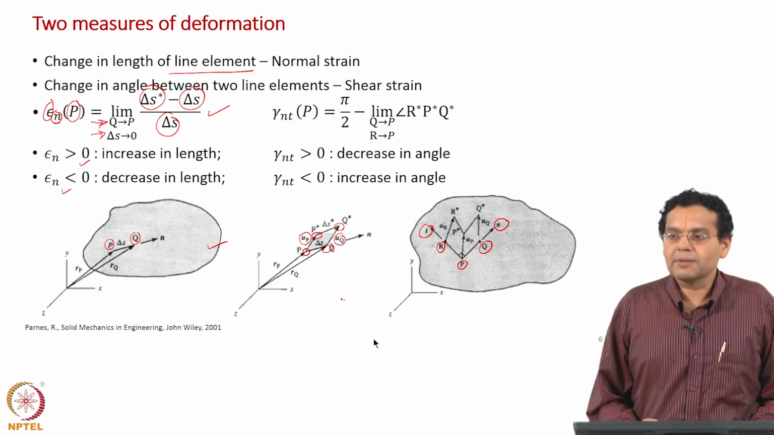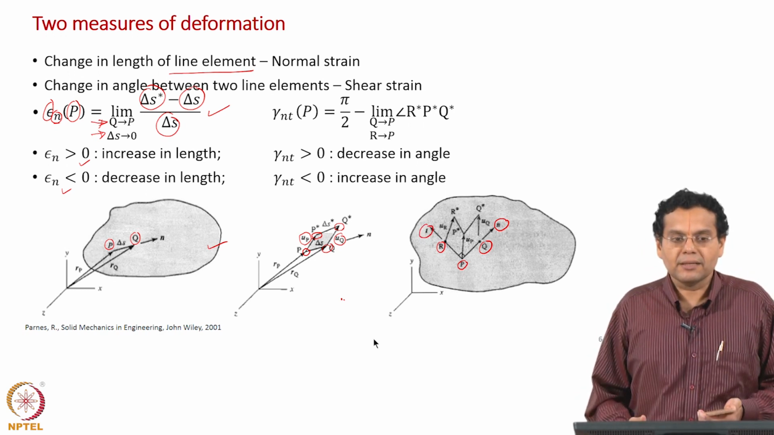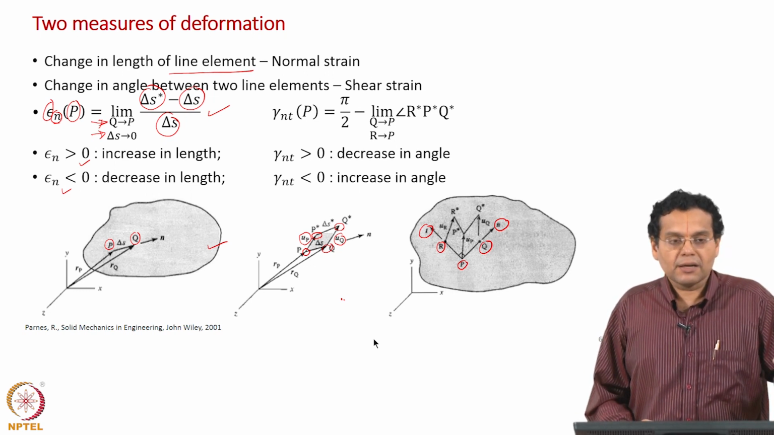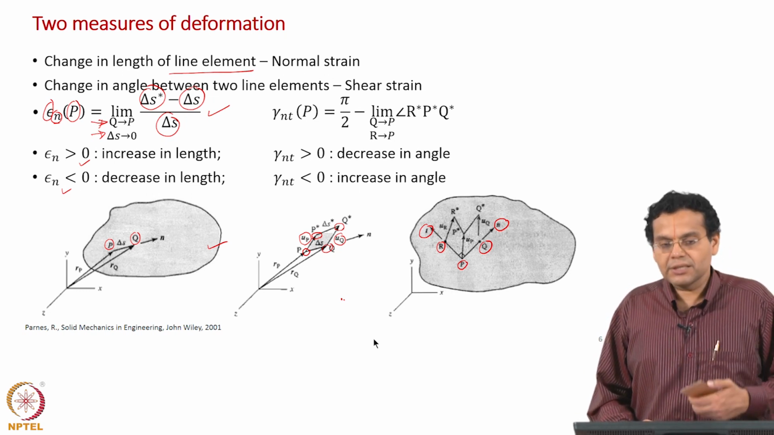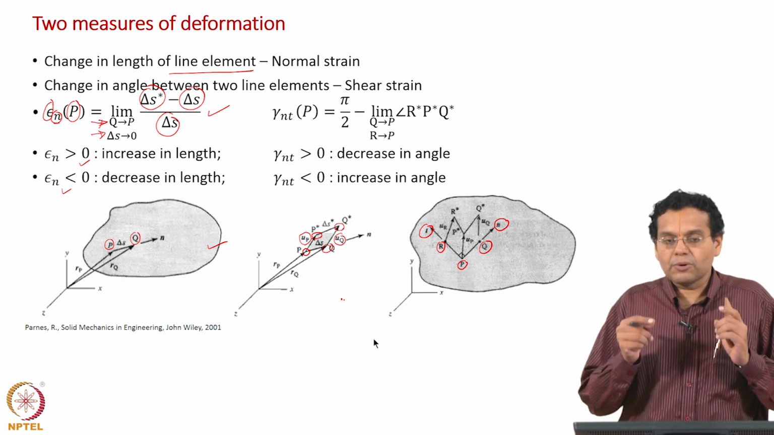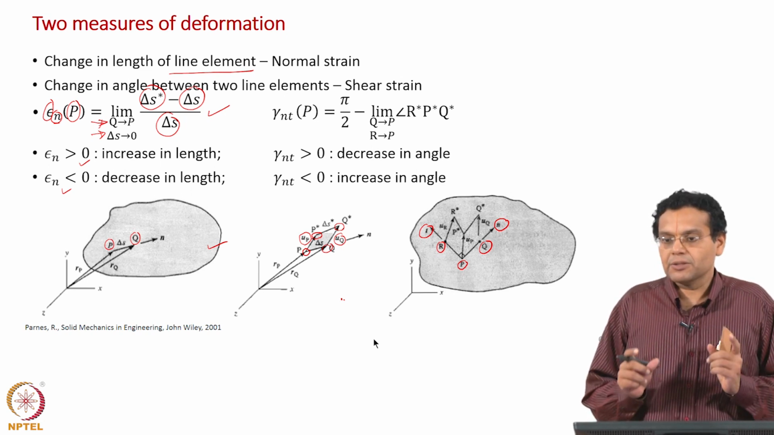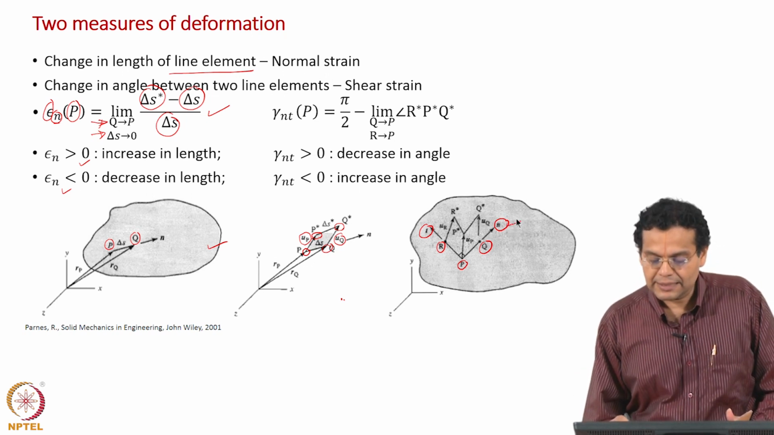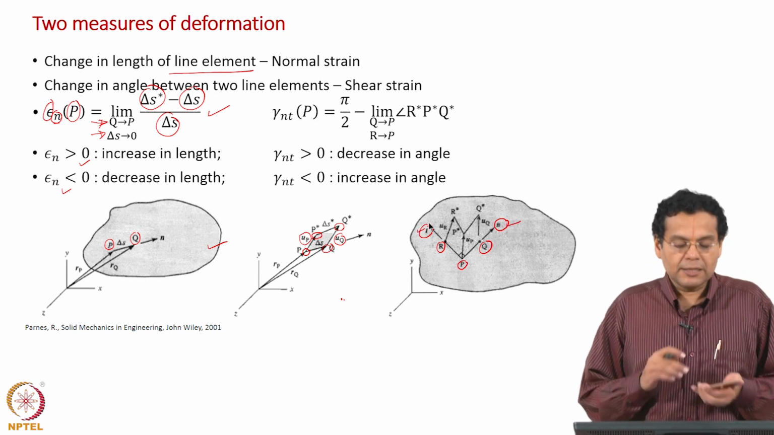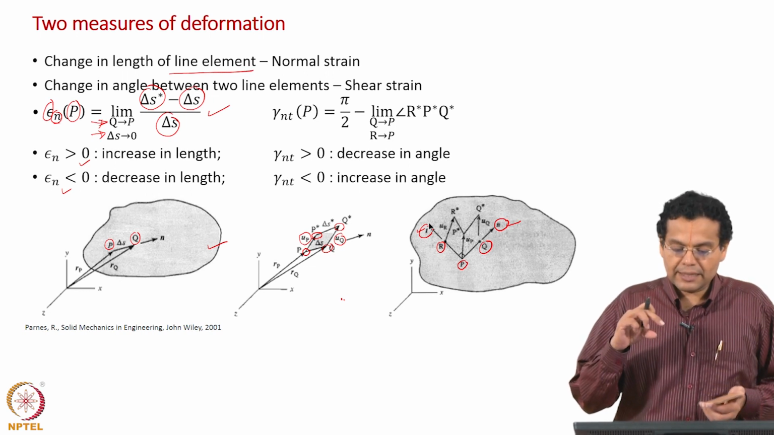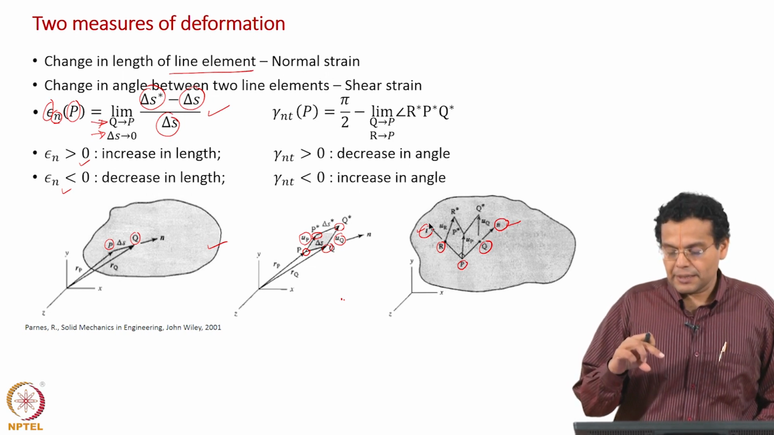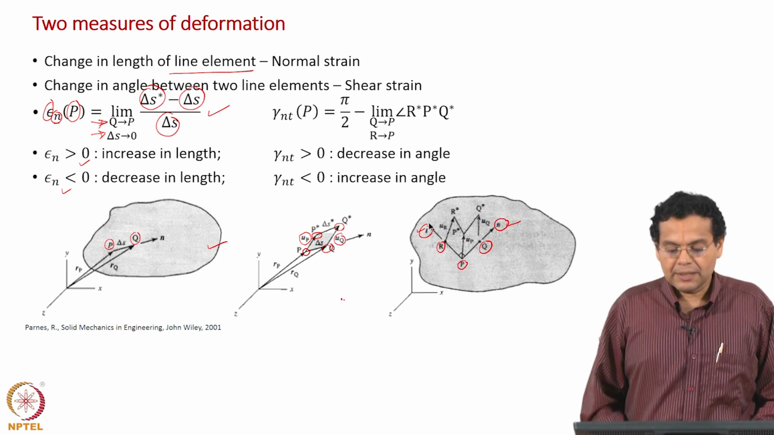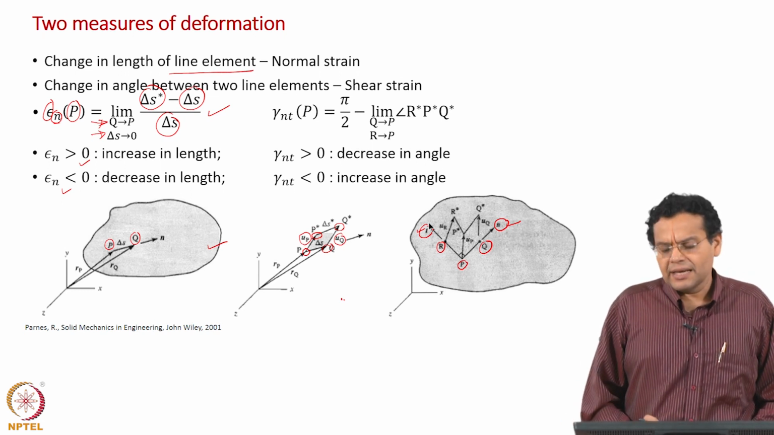For the case of normal strain, there is only one line element. So, only one direction is enough, that is why we denote it by epsilon n. But when you come to shear strain, you are talking about angle between 2 line elements, which means that 2 directions are required. That is why you have 2 directions n and t. So, what have we done? We have taken line elements P R and P Q, they are along directions n and t, and the angle between them is 90 degrees.